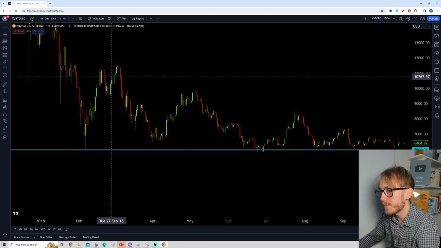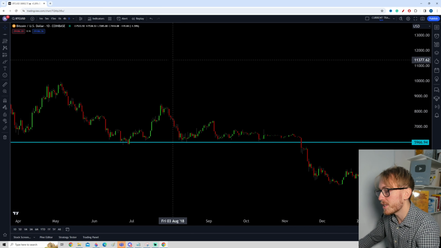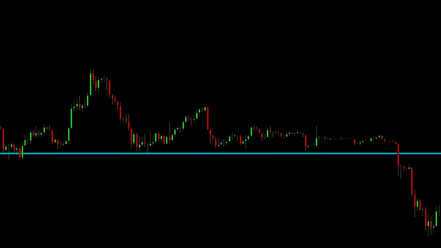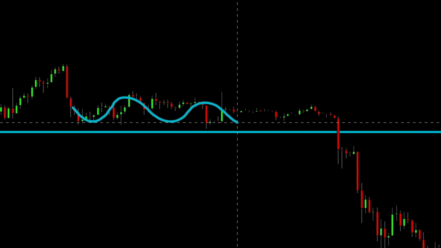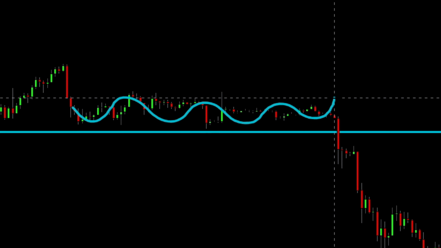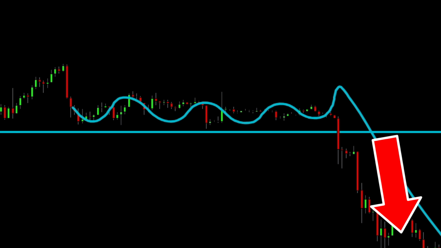But what we can already notice here is that the reactions on the support level are getting weaker and weaker. If we look a bit more to the left here, we can see that we once again got a reaction, but this time it was even weaker. After this reaction, the price started to crawl near the support and then we saw a massive spike down.